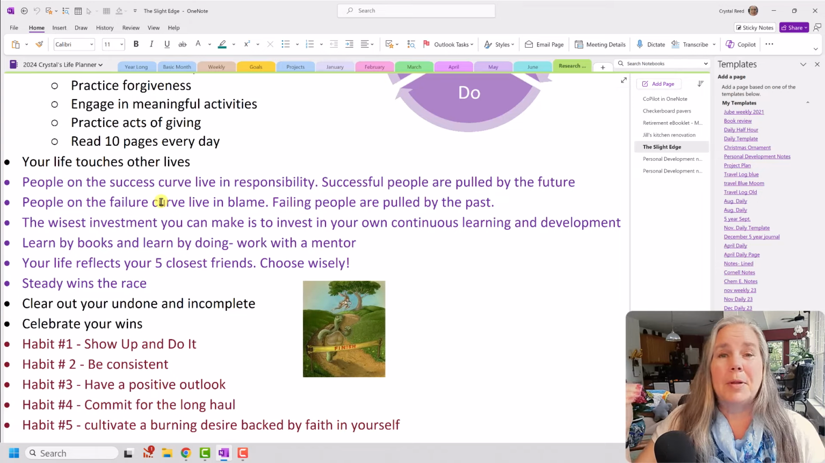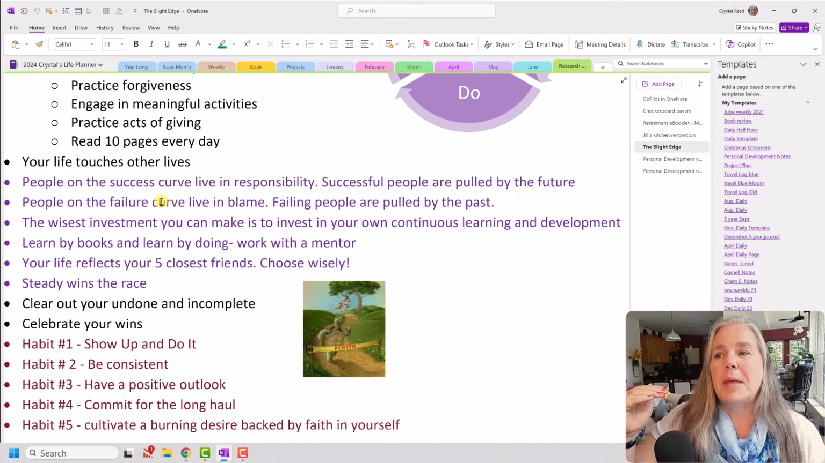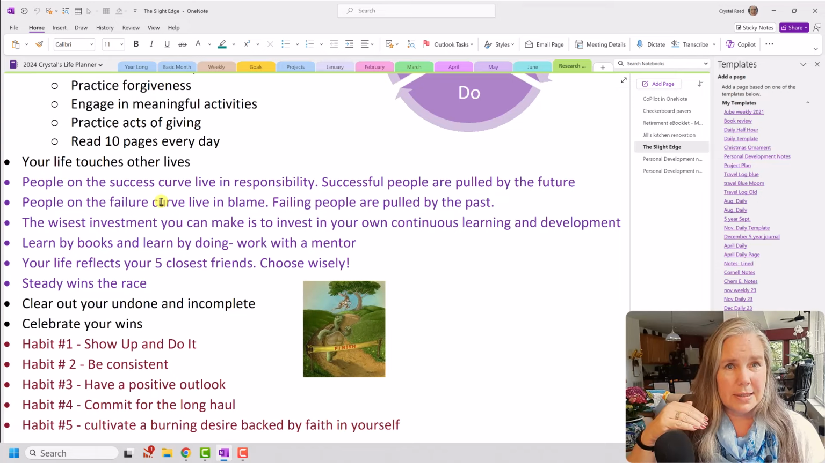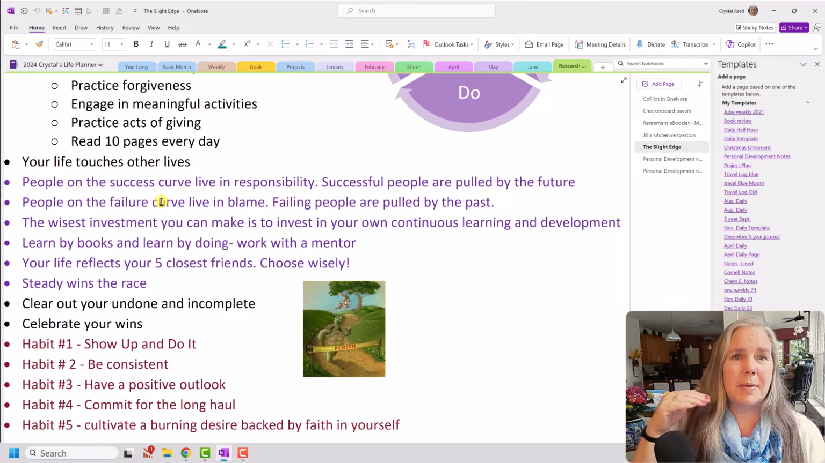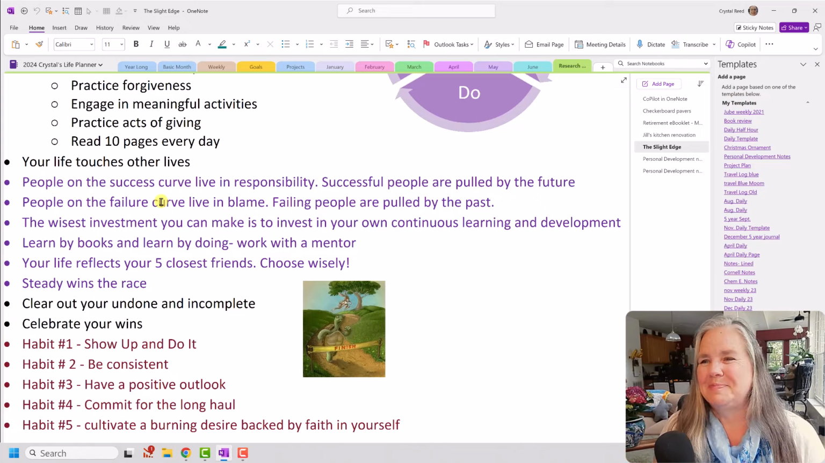Okay? People on the failure curve, that was the one where they were making bad decisions over and over. People on the failure curve live in blame, meaning they don't take responsibility for what happened. They blame others for the things that are happening to them, and they are pulled by the past. Well, I couldn't do X because this happened to me in the past. I just found that very interesting, so I wrote that down.